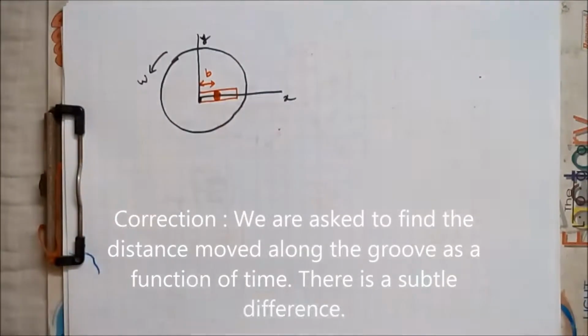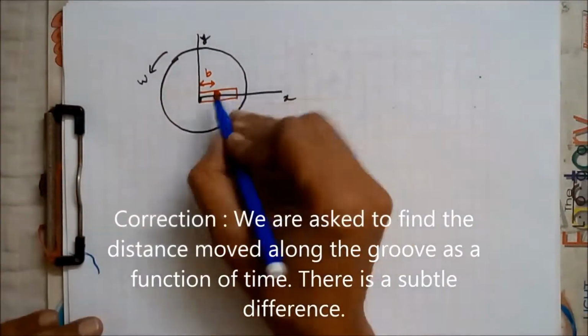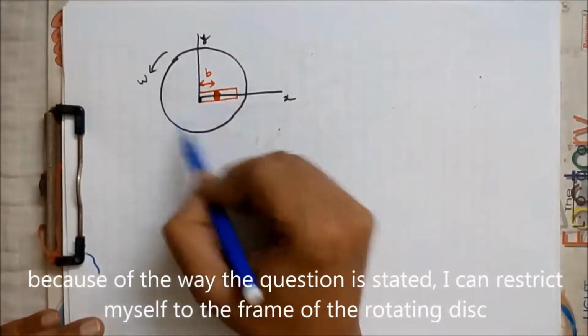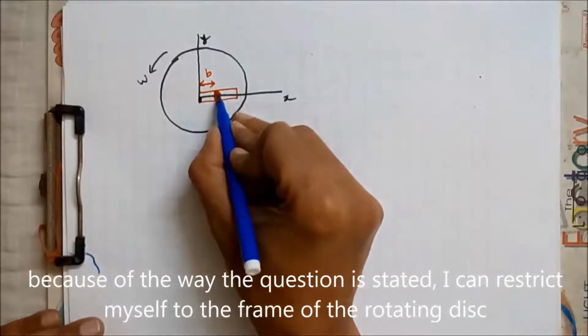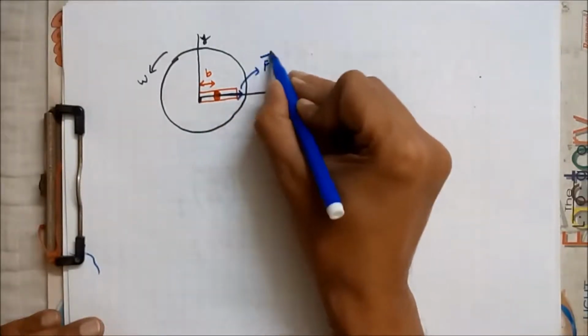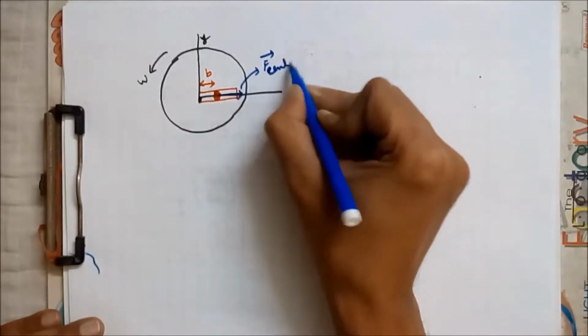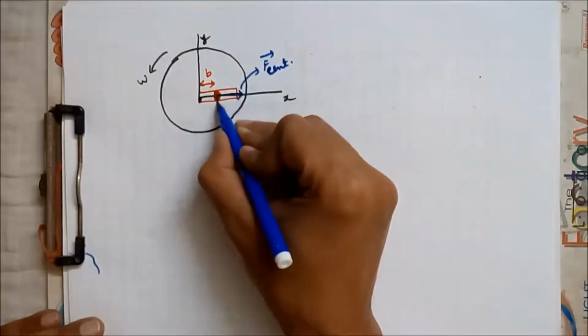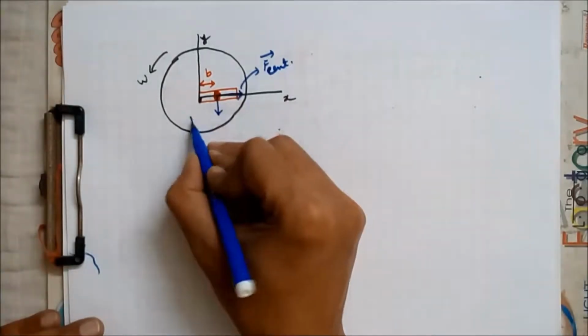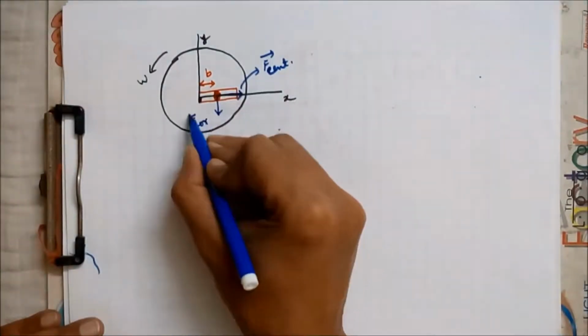So we know that two forces will be acting on this particle. If we want to describe the particle from the rotating frame of reference, one of those forces will be the centrifugal force, and the other force, which will act in the downward direction along the negative y-axis, as we shall shortly show, is the Coriolis force.